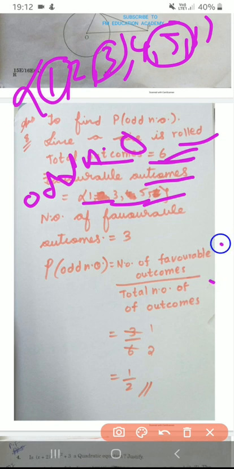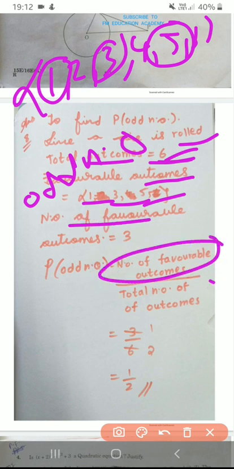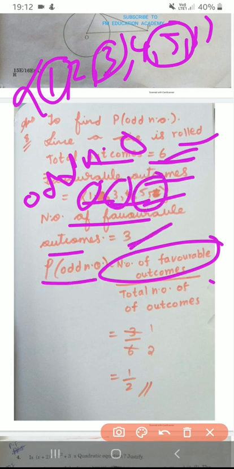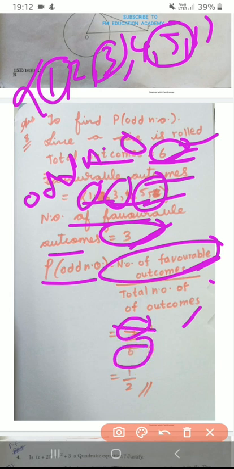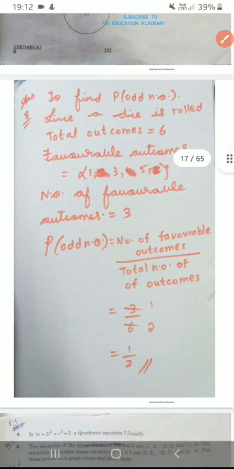But in the formula we need the number of favorable outcomes. So count them. How many are there? 1, 2, 3. So the number of favorable outcomes is 3. Now we know the formula of probability: number of favorable outcomes by total outcomes. The number of favorable outcomes we got is 3, substitute. Total outcomes we got is 6, since the die has 6 faces. 3 ones are 3, 3 twos are 6. So we get the answer as 1 by 2. So answer 8 is 1 by 2.